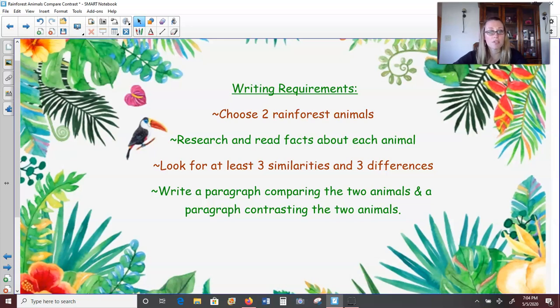You're going to research and read facts about each animal, and you're going to look for at least 3 similarities and 3 differences between the two animals that you choose. That way you can write a really strong paragraph on both similarities and differences. And then the writing part is, of course, your 2 paragraphs comparing and contrasting the animals of your choice.